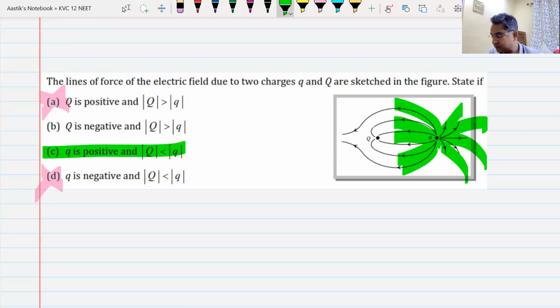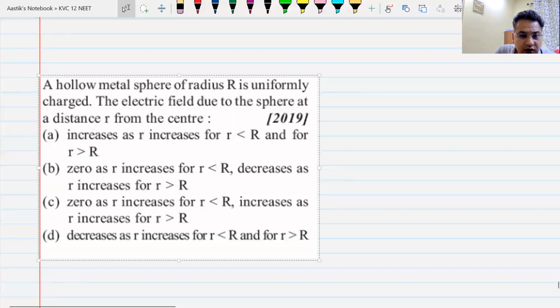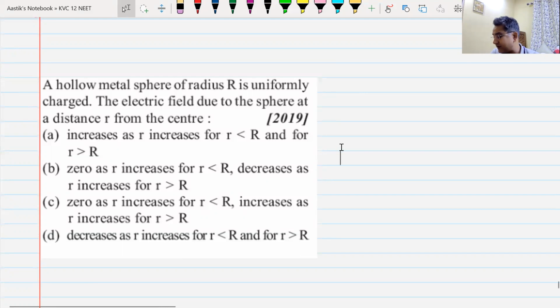Let's see who gets me the answer for this one. This is from your 2019 paper, my dear friends. A hollow metal sphere of radius r is uniformly charged. The electric field due to the sphere at a distance r from the center. Which is the correct option? You must remember the formula.